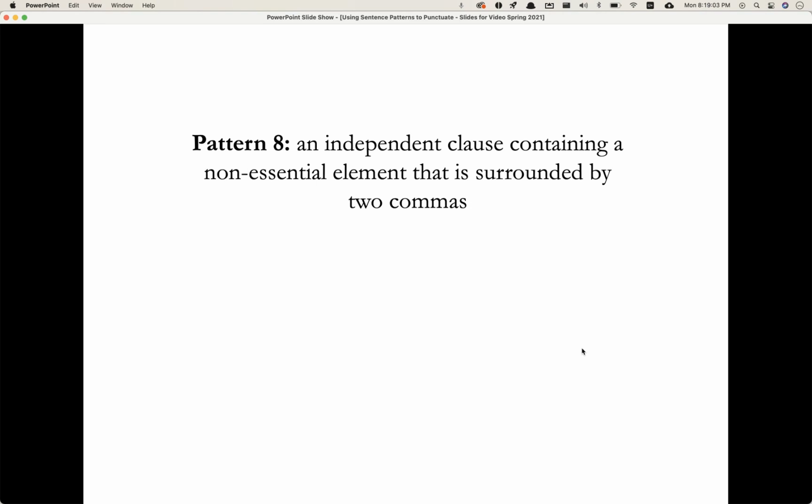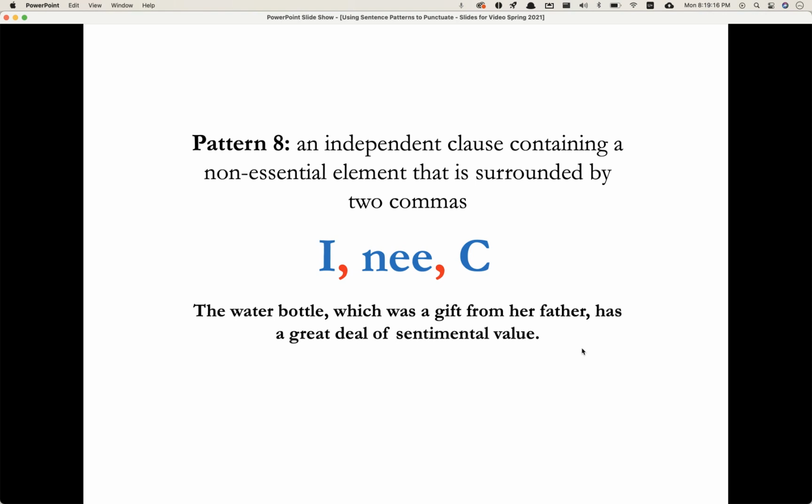Pattern 8 is an independent clause containing a non-essential element surrounded by two commas. So I, comma, NEE, comma, C. Let me restate that. I, comma, NEE, comma, C. So an example: the water bottle, which was a gift from her father, has a great deal of sentimental value. You could take this piece out here and say the water bottle has a great deal of sentimental value.